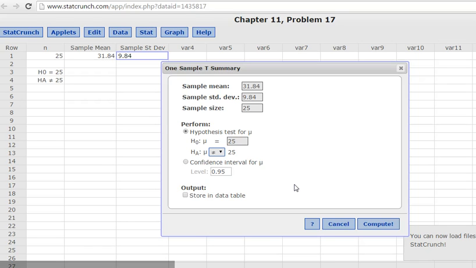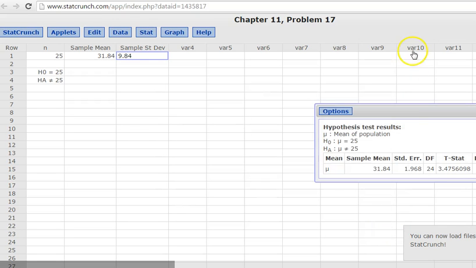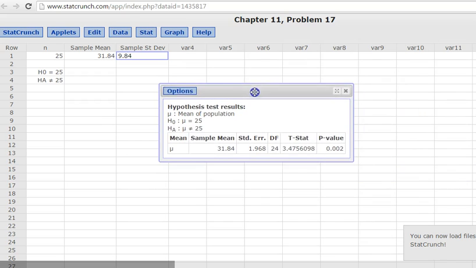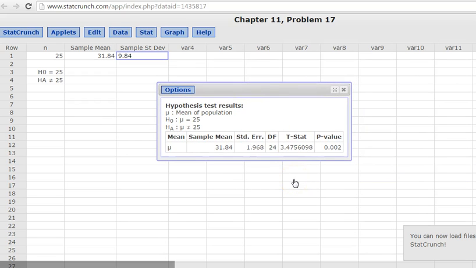We looked at the language of the problem. It was two-sided. We select compute, very easy. Here our T-stat is 3.4756, or 3.48. We also see a computation of our p-value, which was 0.002, and a standard error of 1.968. Everything was calculated out for us.